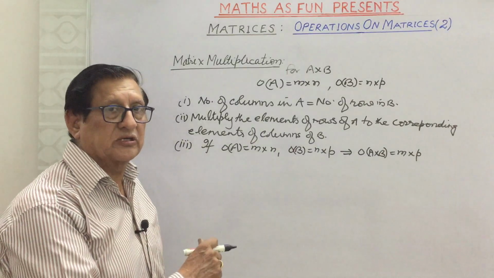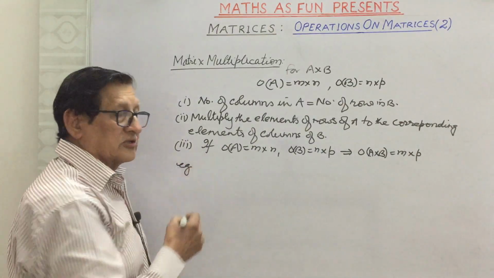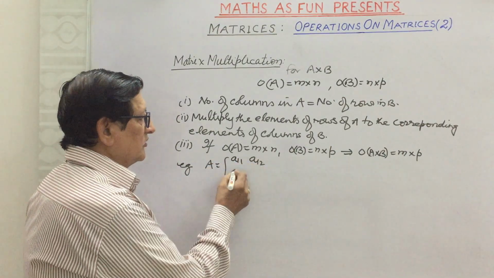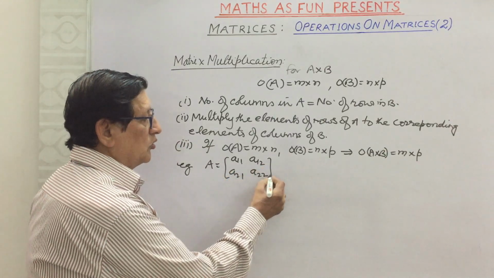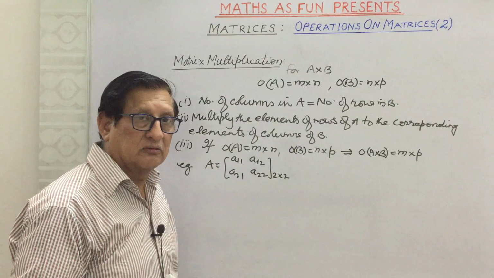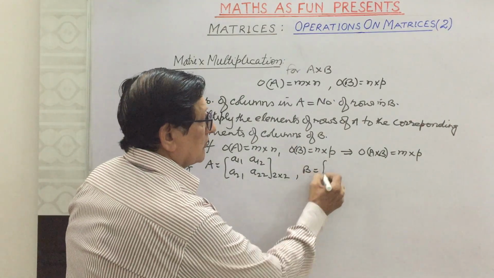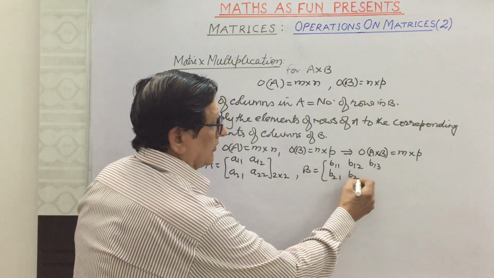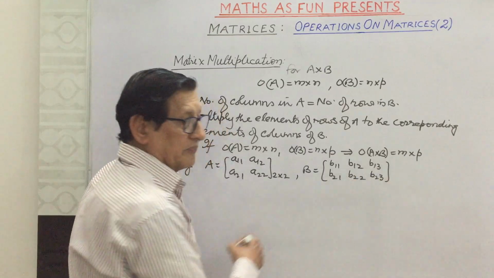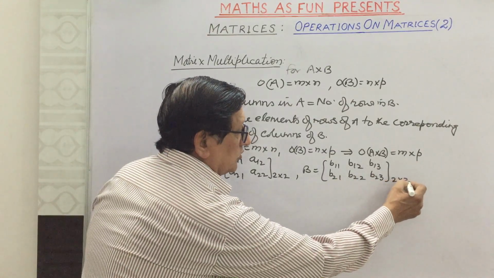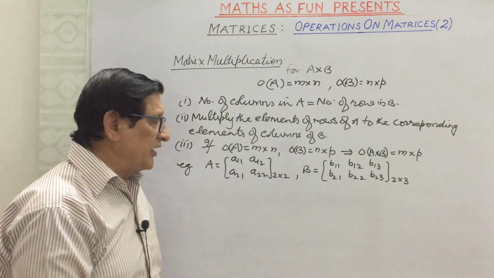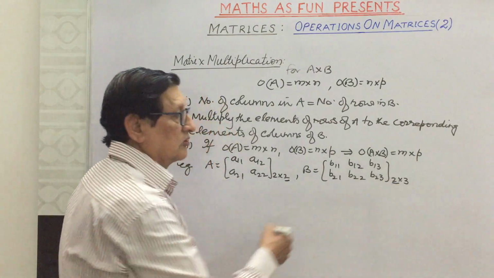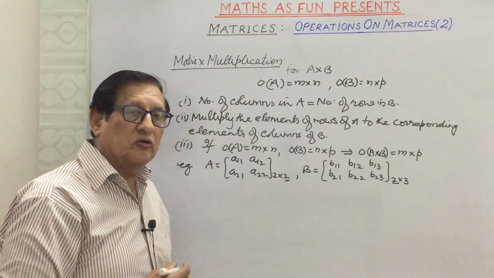Let's understand the multiplication now with the matrices. Suppose we have matrix A as A11, A12, A21, A22. Order of this is 2 into 2. Suppose B is B11, B12, B13, B21, B22, B23, and the order of this is 2 into 3. So we find here the number of columns in A is 2 and the number of rows in B is also 2. So we can find the product A into B.